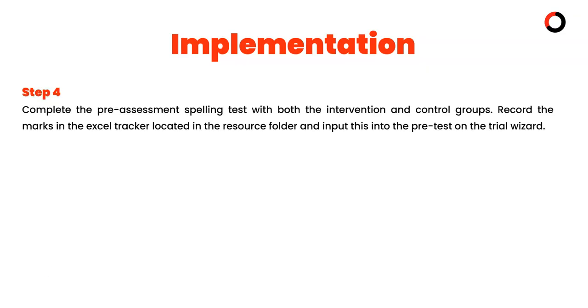So complete the pre-assessment spelling test with both the intervention and control groups, record the marks in the Excel tracker, and then input this into the pre-test on the trial wizard. As you're using class data, we advise that another teacher reads the scores out while you input this. It will speed up the process.